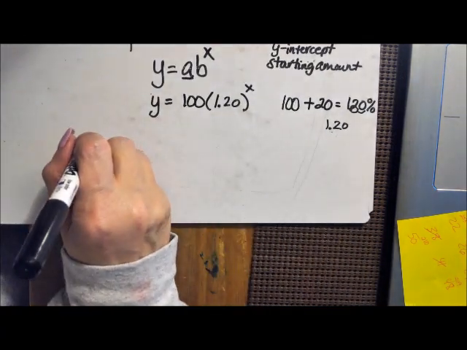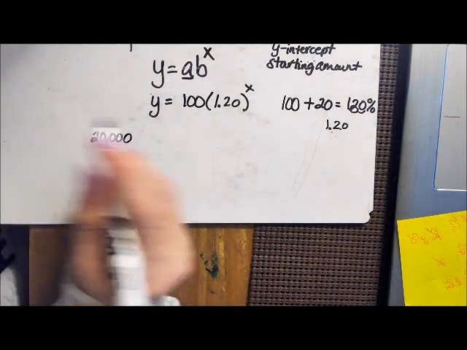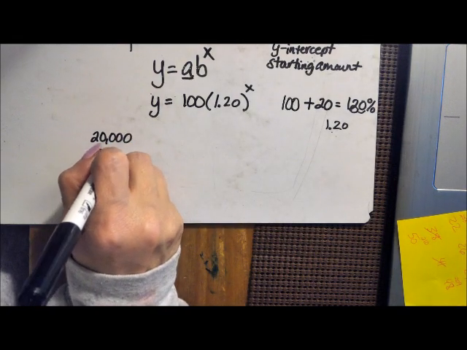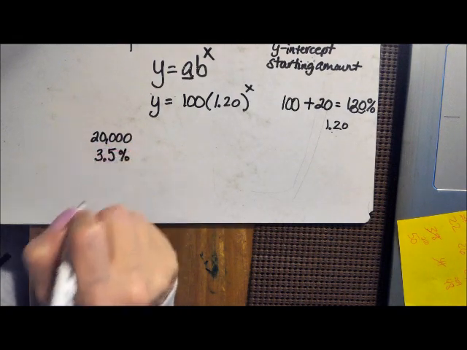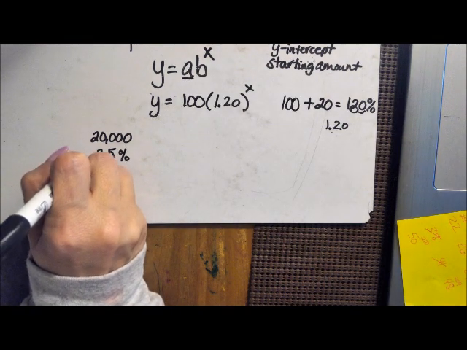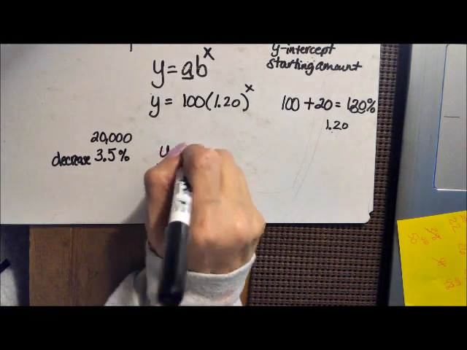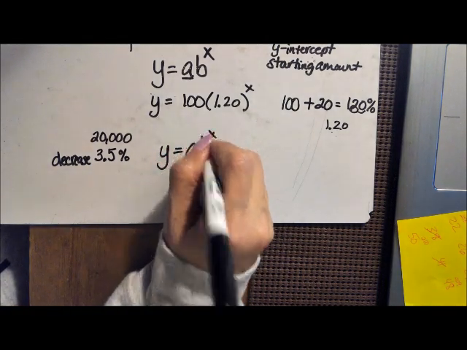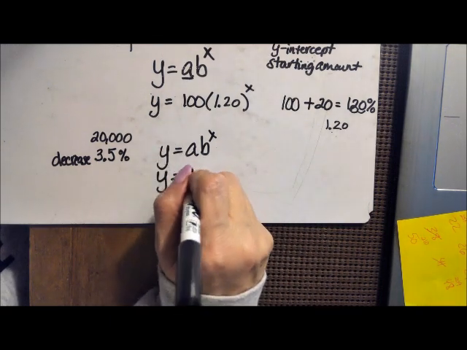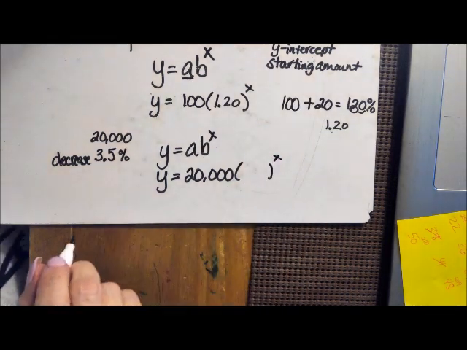Okay, let's take another situation. Let's say that my starting amount is 20,000. It's a car. But the minute you drive it off the lot, oh my goodness, it decreases by 3.5% every year. So we're going to say decreases. Okay, decreases. Well, I always start with y equals ab to the x power. What's that starting amount again? It's 20,000. That part's easy. It's this rate in here that gets a little tricky.